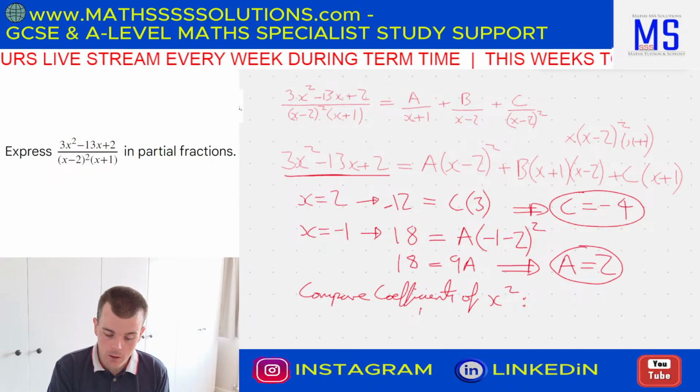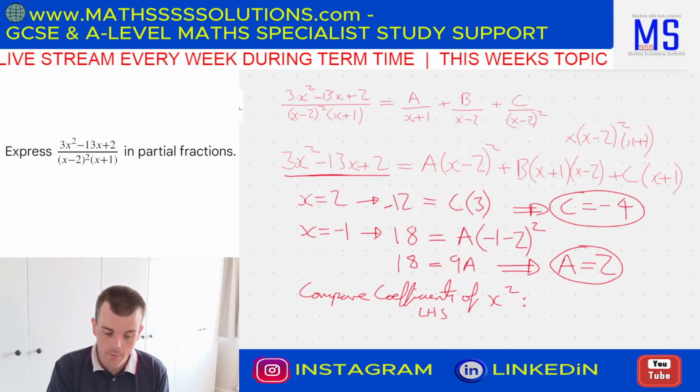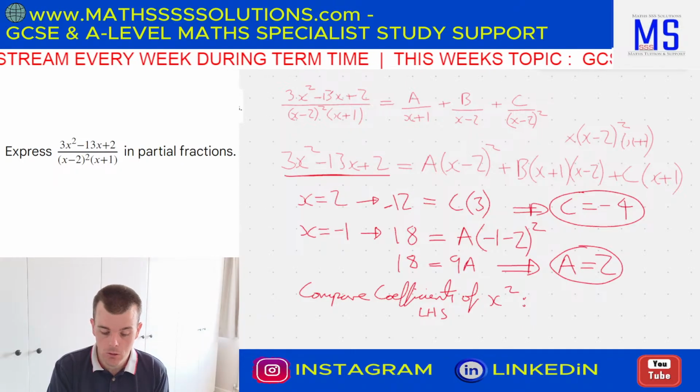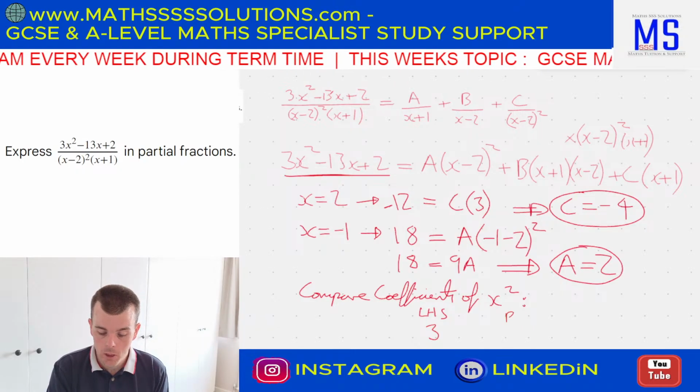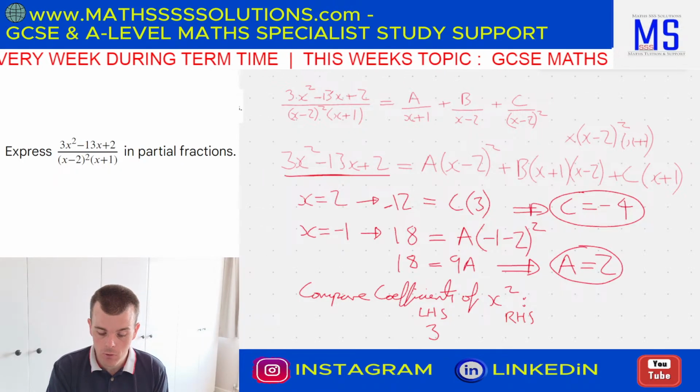So on the left hand side we have 3 x squareds, so you have 3 of them, but you have to have the same amount of x squareds on the right hand side.